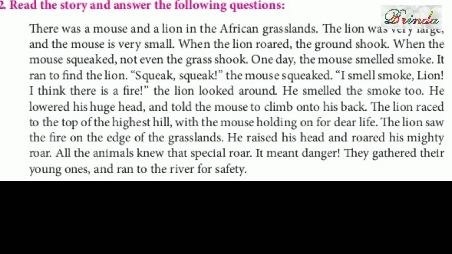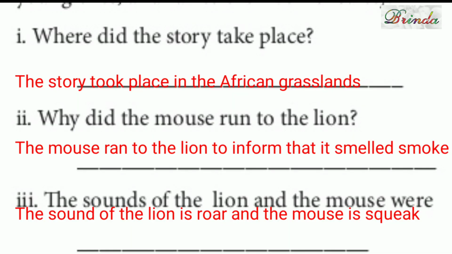Fine. That is the short story, and using this story, some questions are there. We have to answer. Shall we start? Okay. Where did the story take place? Where is the story happening? The story took place in the African grassland. Okay. It is in the first line. There was a mouse and a lion in the African grassland.